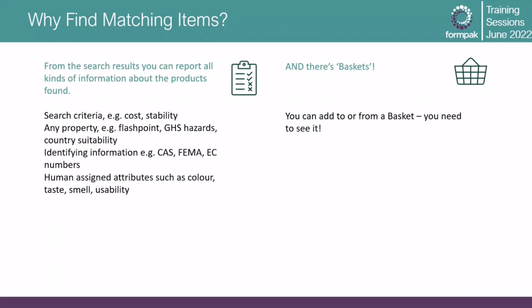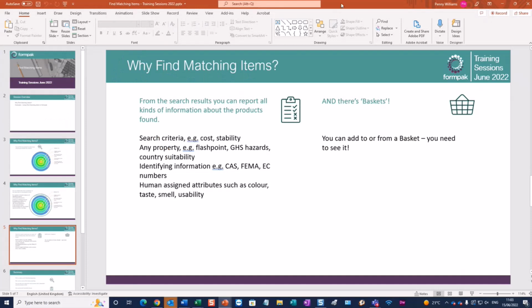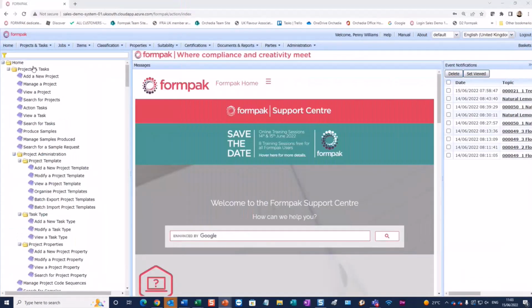And there's also baskets, which is much easier to demonstrate than to explain. But fundamentally, a basket is a thing for holding stuff in, and you can move that stuff from one part of the system to another. So you can collect things and place them elsewhere. Very, very handy. So we're going to go into the software and start showing you some of these tools.